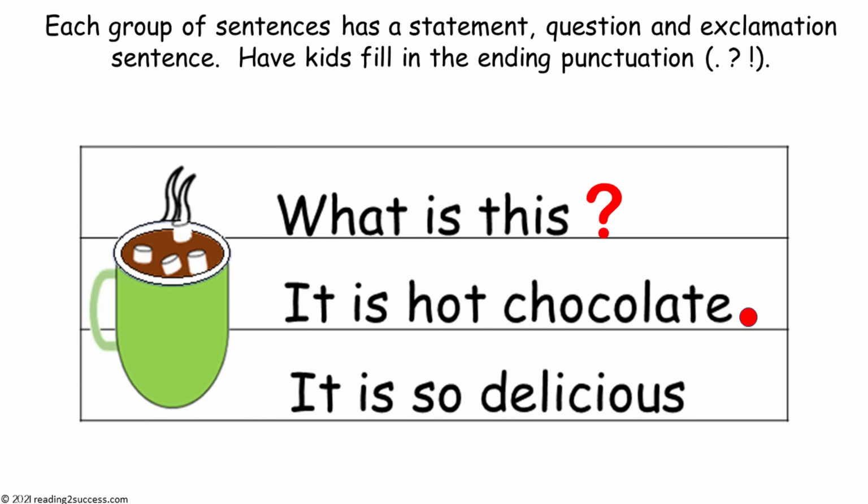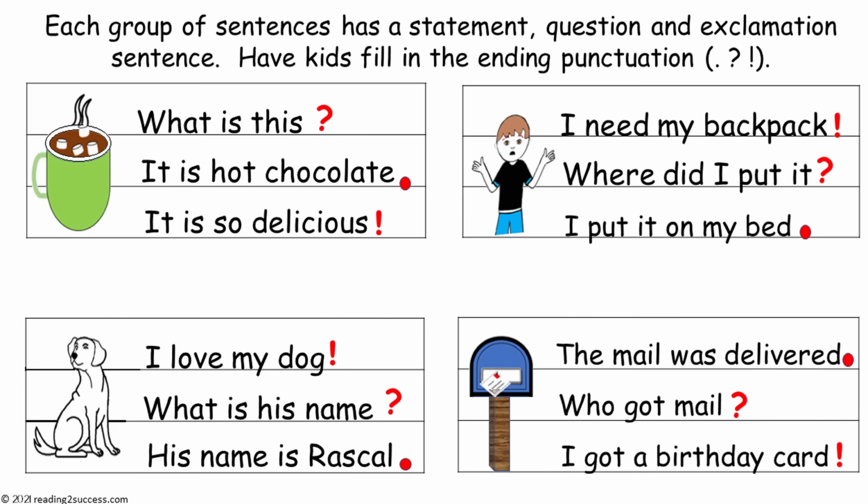The second sentence is a statement sentence. It is telling what kind of drink it is. It is hot chocolate. So a period needs to be placed at the end of this sentence. The third sentence is an exclamation sentence. It is showing the emotion of enjoyment. So an exclamation point needs to be placed at the end of this sentence. And this is the completed example.